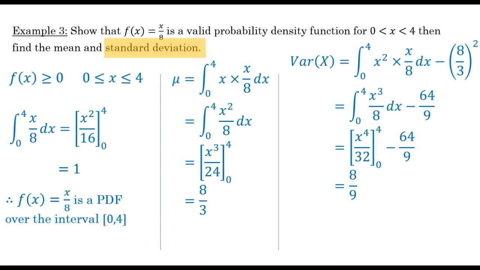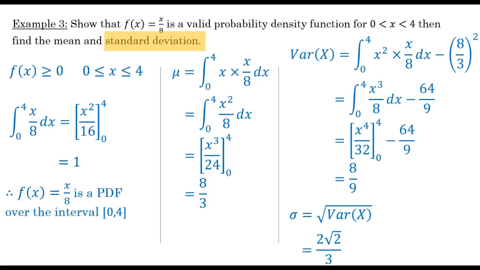And what I'm asked to find is the standard deviation. The standard deviation is the square root of the variance. So the square root of 8 over the square root of 9 is 2 root 2 over 3. And that's just slipped off the bottom of the screen a little bit there, I think. Creep up a little bit there, that's a bit better. 2 root 2 over 3 is my standard deviation.